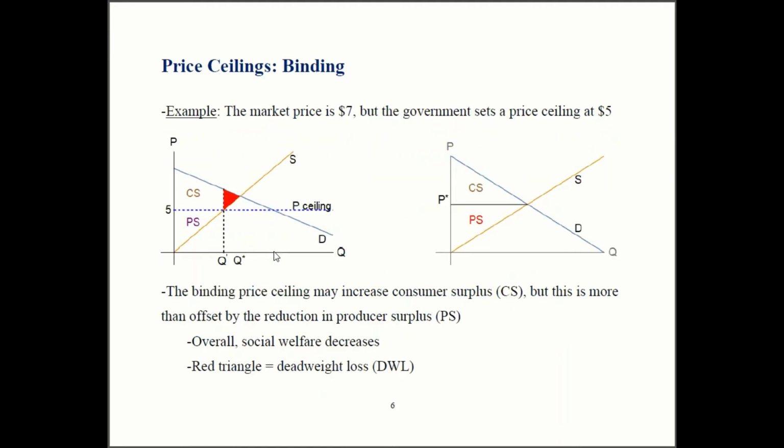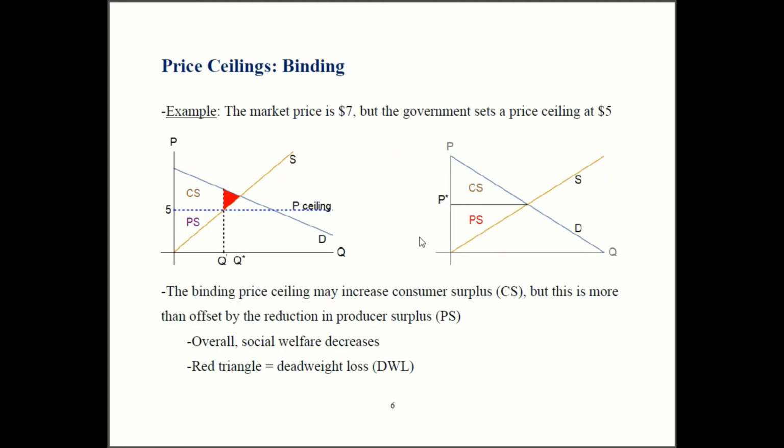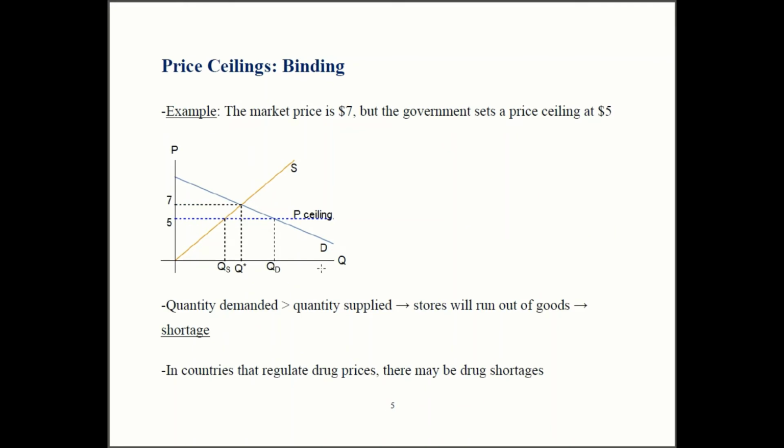Binding price ceilings create deadweight loss and create inefficiency in normal times. In disasters, binding price ceilings still create inefficiency and still create deadweight loss. And they still create shortages too. So we said back over here that we create a shortage because now suppliers only want to produce QS instead of Q star. That's still true even during a disaster.